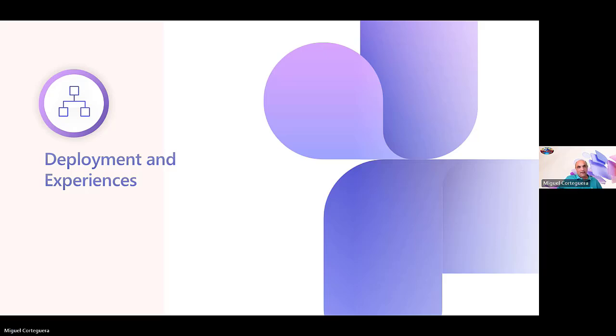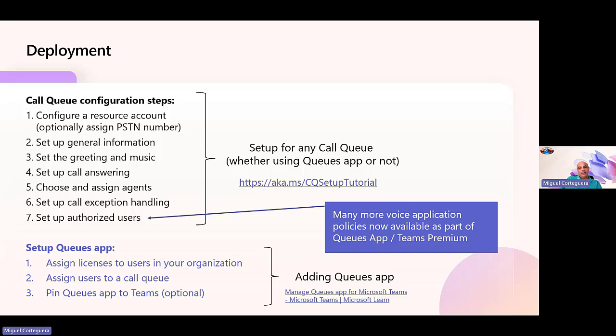All right, so deployment. How do you deploy the Qs app? The first piece I have here in this slide is the steps to setting up a call queue. Now, we didn't do a poll in this session, but I did one similar for our customer hub group back in October, and about 60-70% of the audience was already using call queues. So I'm willing to bet that probably over half of you out there are already using call queues today. So you've already set up your call queues.